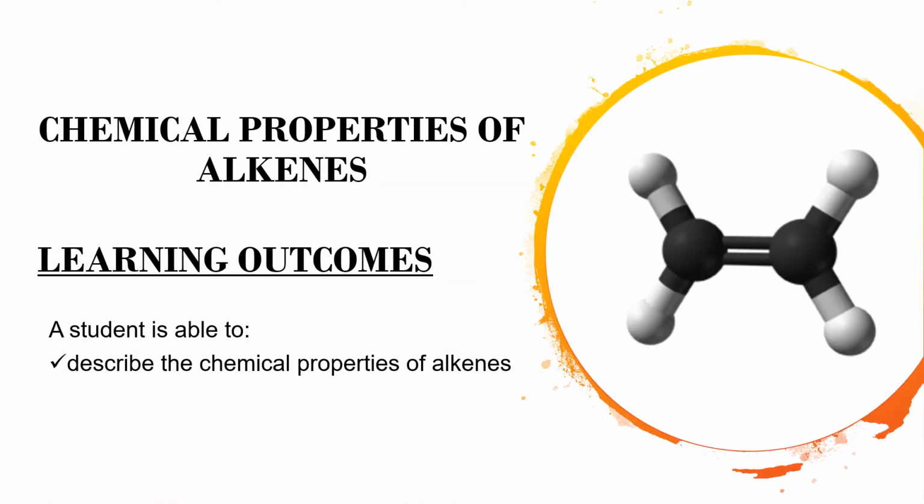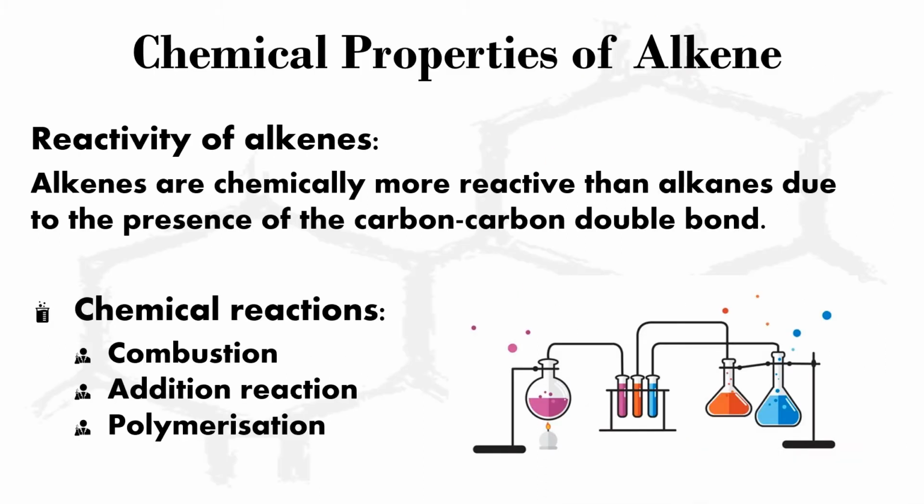So we'll look at the chemical properties of alkenes. The learning outcome of this pre-recorded video is that a student is able to describe the chemical properties of alkenes. Referring to this slide, reactivity of alkenes. Alkenes are chemically more reactive than alkanes. Why? This is due to the presence of the carbon-carbon double bond in the alkene.